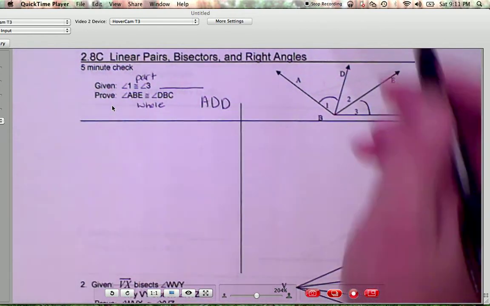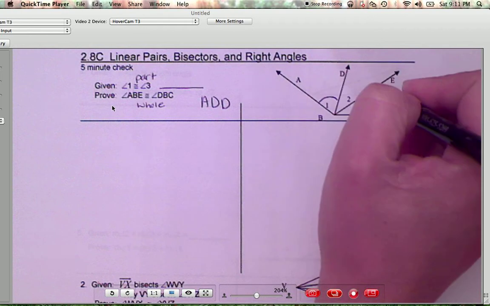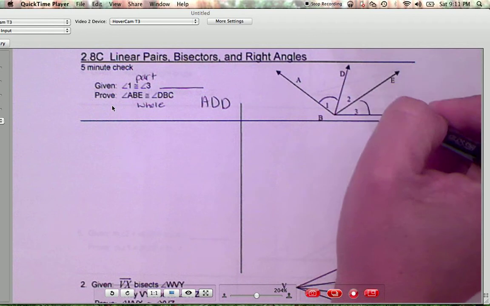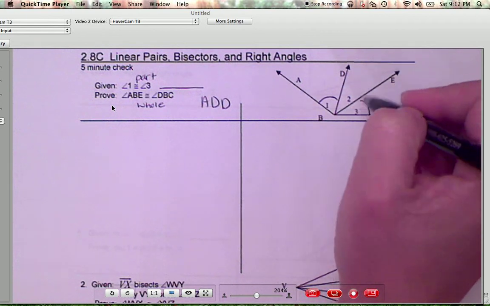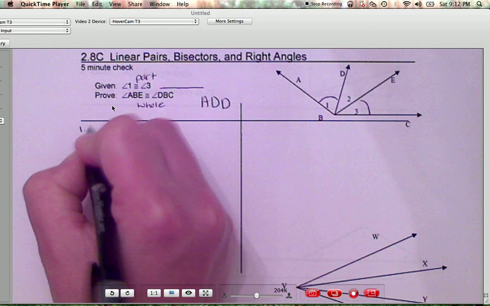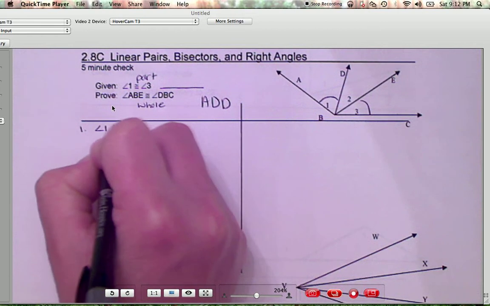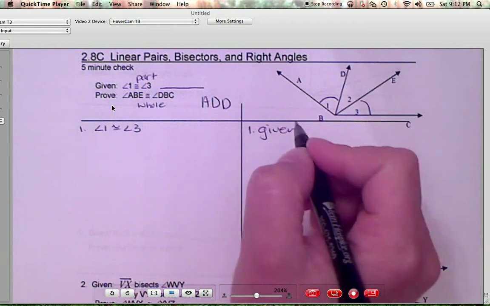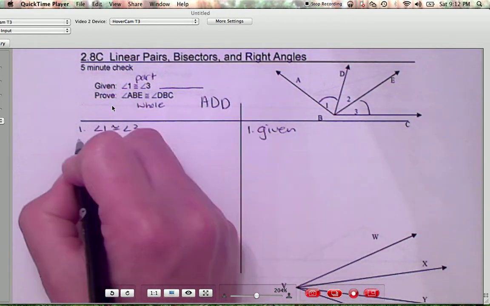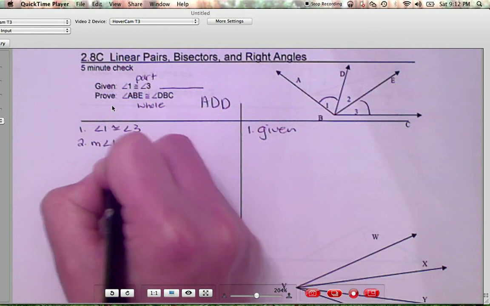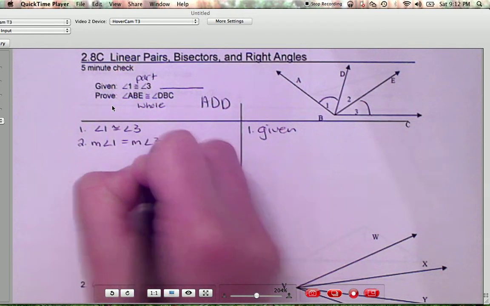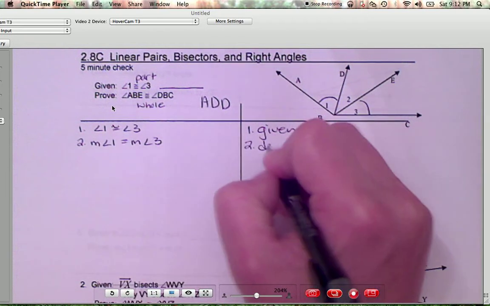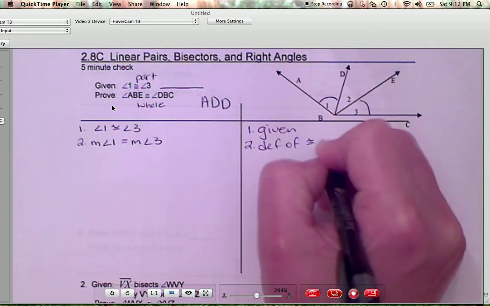If you look at angle ABE and DBC, they overlap at angle 2. So that's actually going to be the second part that we add in. But let's go ahead and put our first part in. Angle 1 is congruent to angle 3. That's our given. Remember, we have to convert it over to equality before we can do anything with it. So the measure of angle 1 equals the measure of angle 3, and when we convert from congruence to equality, that is always definition of congruent angles.